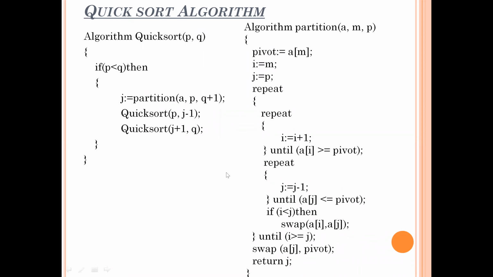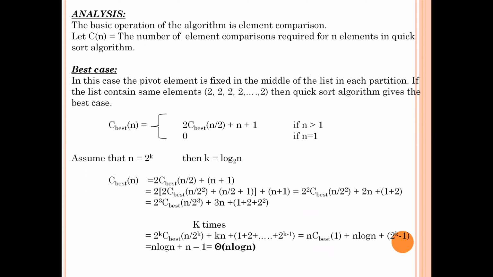So this is the algorithm for quicksort. And the next one is time complexity. Whenever you are comparing algorithms, in order to decide which is the best algorithm, we use the time complexity analysis. Here, when we talk about the best case, suppose the list contains the same elements, then it becomes the best case. If they are the same elements, then what happens? It will divide the list equally into 2 parts. Then your recurrence relation will become 2T of n by 2.